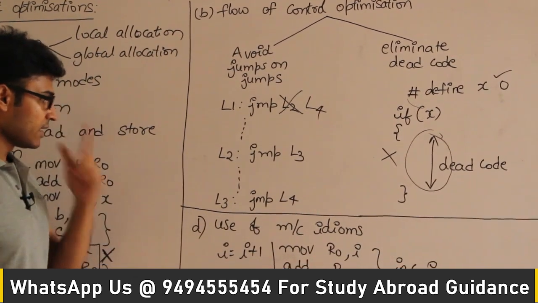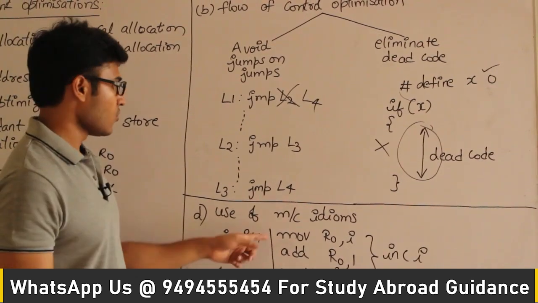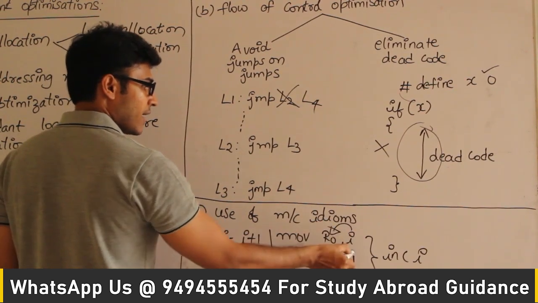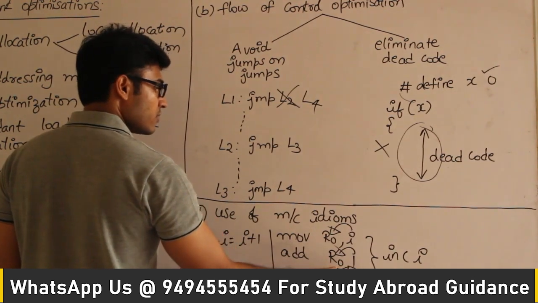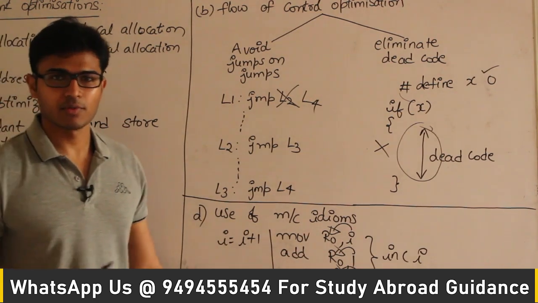And now, use of machine idioms. Machine idioms means, let us assume that we want to increment the value of I by 1. Then what we generally do is we load the value of I into r0, add 1 to r0, and then store that value back into I. So these 3 instructions are generally carried out in most of the processors.